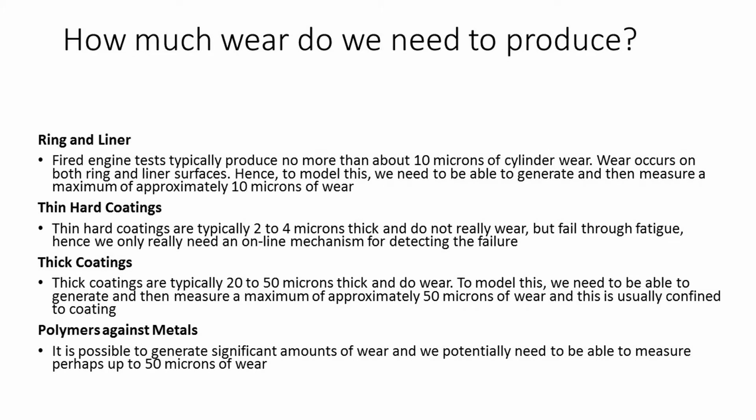Fired engine tests typically produce no more than about 10 microns of cylinder wear. Wear occurs on both the ring and the liner surface, of course. Even scuffing failure is preceded by mild wear. The deepest honing marks are typically about 10 microns deep and are frequently not fully removed during the engine's life. Thus, the contact is still running on the original surface and is still influenced by the remains of the original surface topography. Hence, to model this, we need to be able to generate and then measure a maximum of approximately 10 microns of wear.